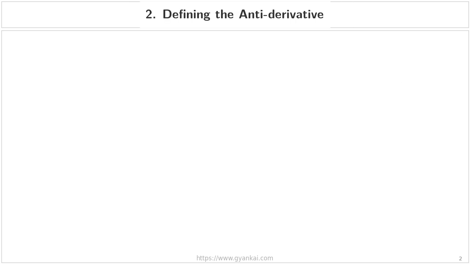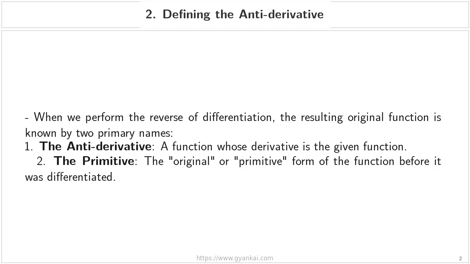2. Defining the antiderivative. As we discussed on the previous slide, integration is essentially the inverse of differentiation. Now, when we do that reversing, when we undo the differentiation, the function we end up with has a special name. It's known by two terms, and they essentially mean the same thing. The first term is the antiderivative. Think of it this way. An antiderivative is a function that, when you differentiate it, gives you back the original function you started with.